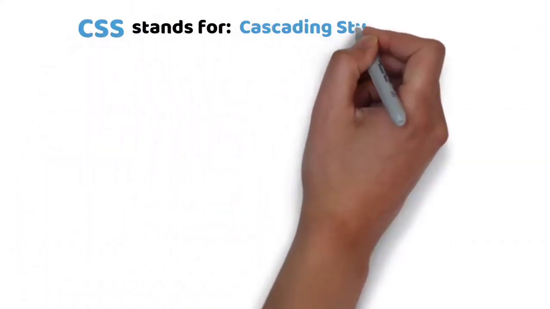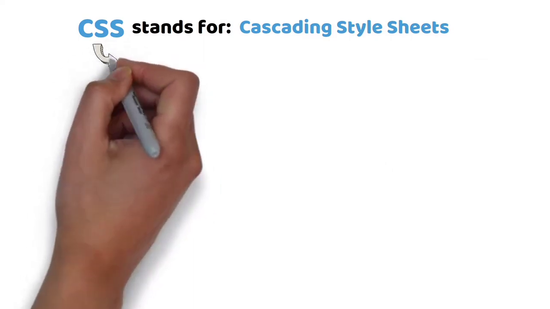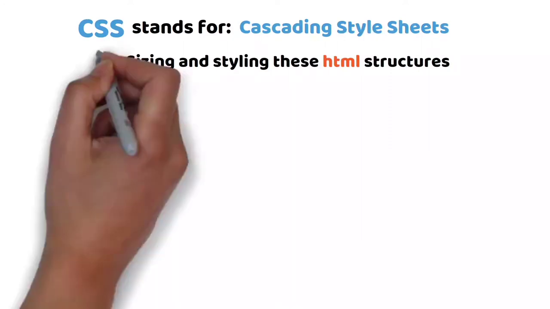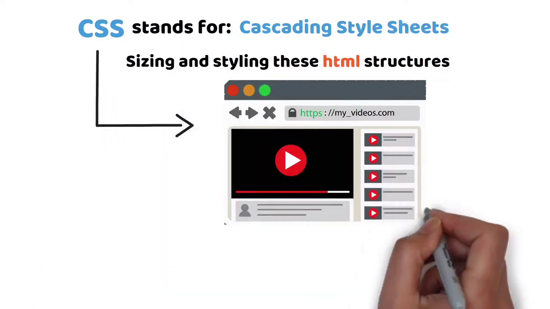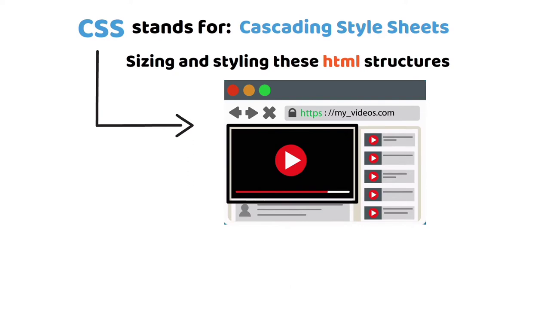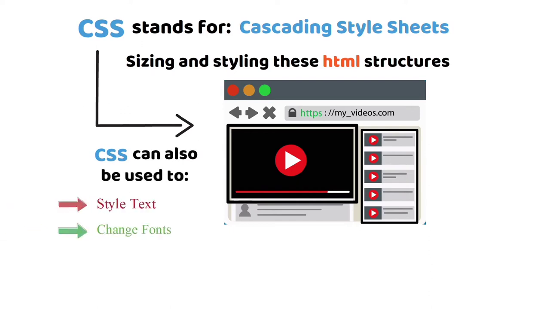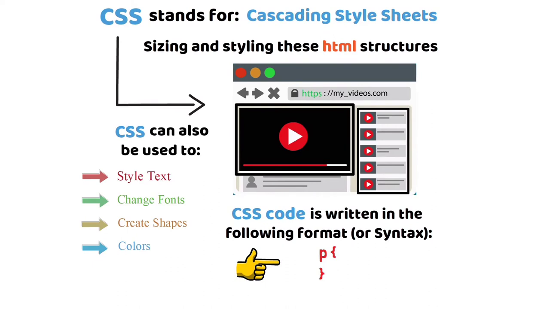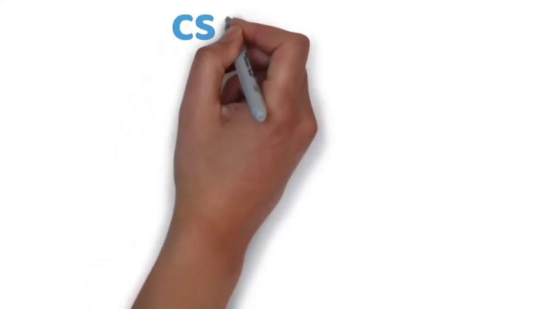CSS stands for Cascading Style Sheets, and it comes into play in sizing and styling these HTML structures. For example, CSS styled the video container so it is rectangularly displayed, bigger than the recommended videos displayed on the site. CSS can also be used to style text, change fonts, create shapes and color, etc. CSS code is written in the following format or syntax. CSS goes hand in hand with HTML.